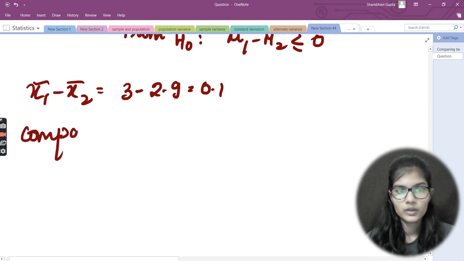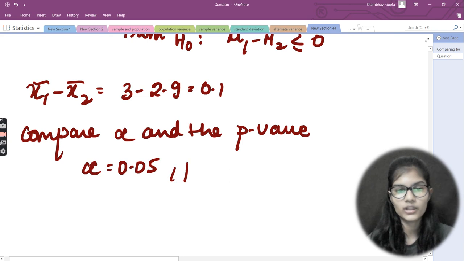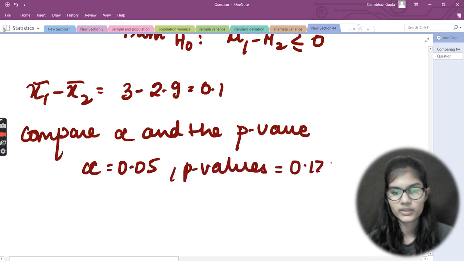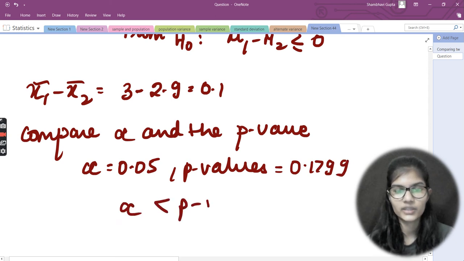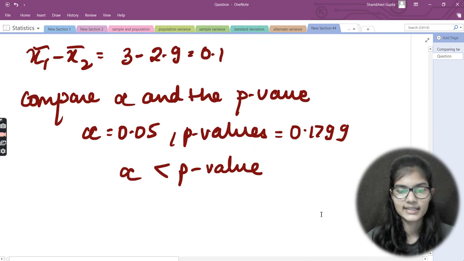Now we are going to compare the values actually. Compare alpha and the p value. Okay. So alpha we are having 0.05, right? What about the p value? So p value I was having 0.1799. So in that case I could say that alpha is less than the p value, right? How to find alpha? We had already discussed this thing.